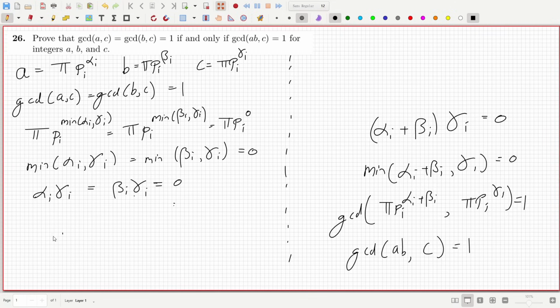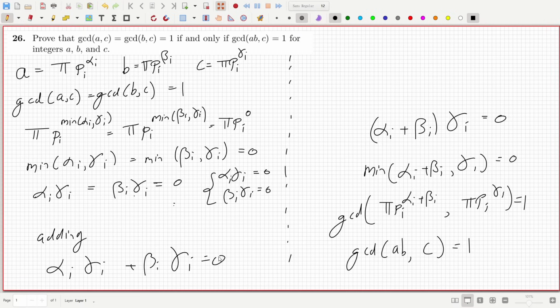Oh, I guess I could add these together. If you think about this as two equations, alpha_i gamma_i equals 0 and beta_i gamma_i equals 0, then adding, we get alpha_i gamma_i plus beta_i gamma_i equals 0. Then if we factor out the gamma_i, we get that. Yeah, I guess that works.